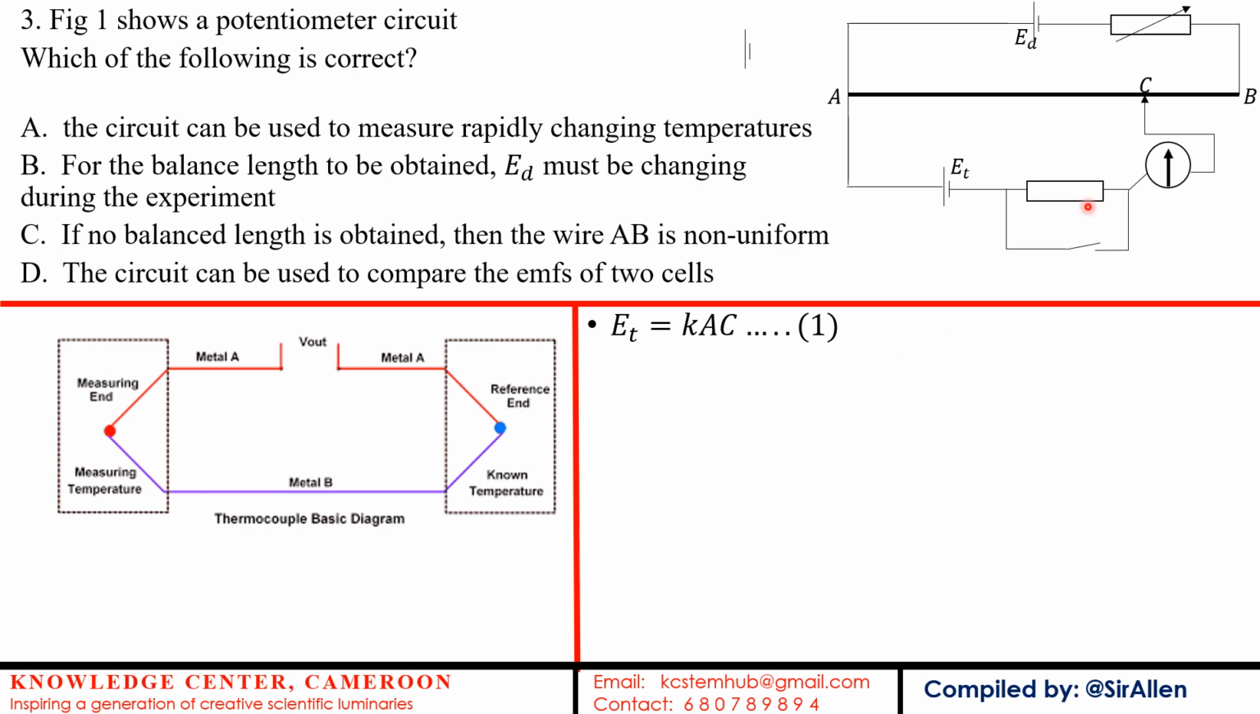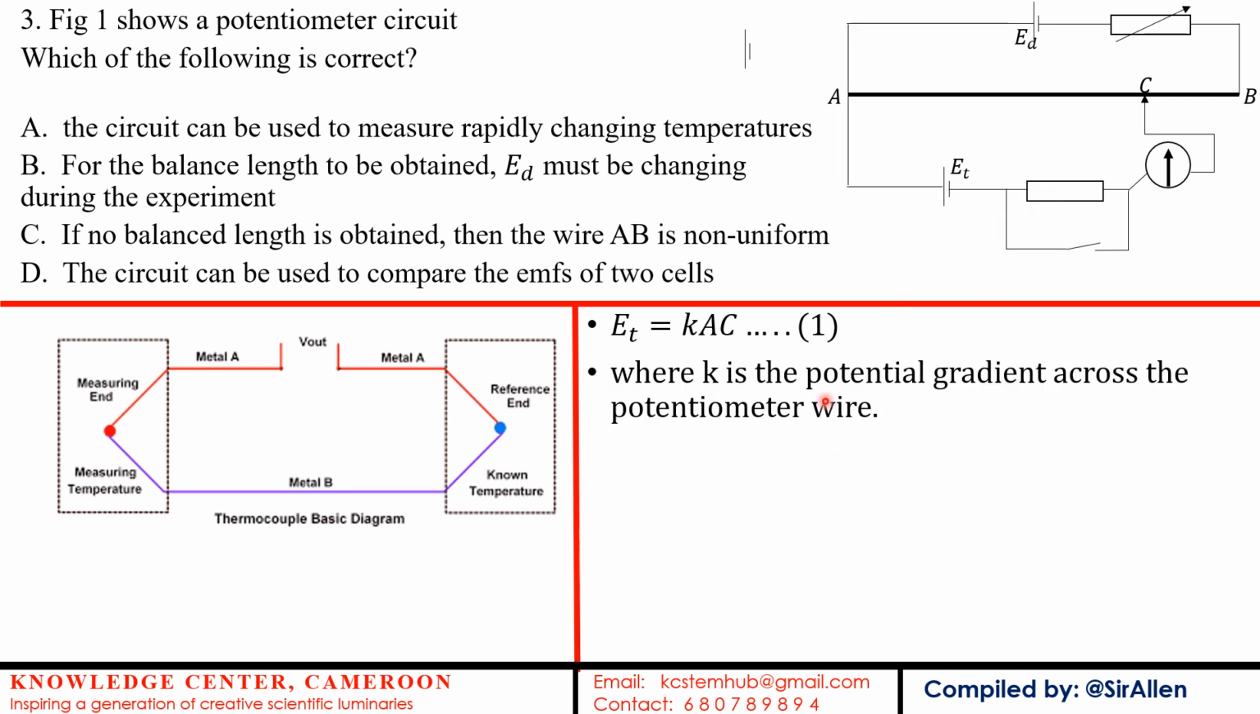Because if this resistance is there, then part of this EMF will be dropped across this resistance, and so the balance EMF here should be less than this ET. So we'll not talk about that, because I just want us to ignore this a little bit. So where K is the potential gradient across, you have ET equals K times AC.